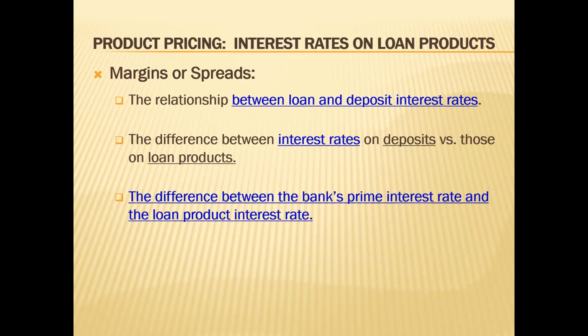So the main definition or illustration, or whatever you want to call it, of a margin or spread is this third point: the difference between the bank's prime interest rate and the loan product interest rate.